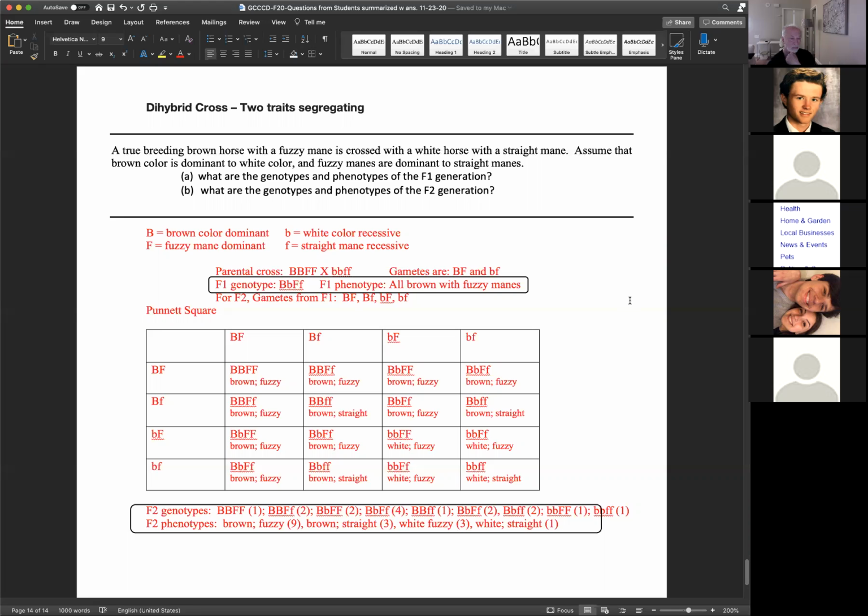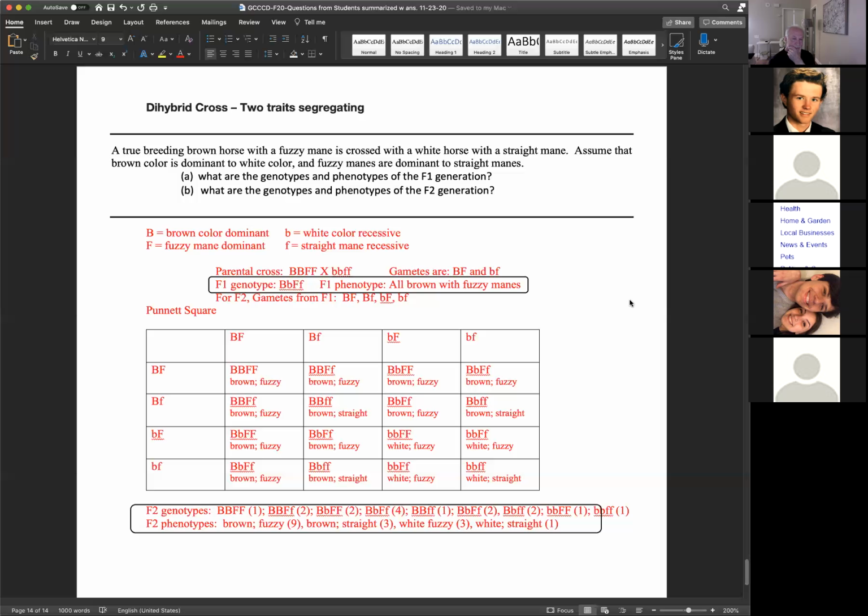Now it gets a little more complicated because we're going to breed two of these F1s to make our F2 generation. So we have to figure out what particular gametes these horses can provide. And if you, again, do the FOIL method or however you lay out your gamete combinations, you'll find that we will get one big B, big F, one big B, little f, one little b, big F, and one little b, little f.